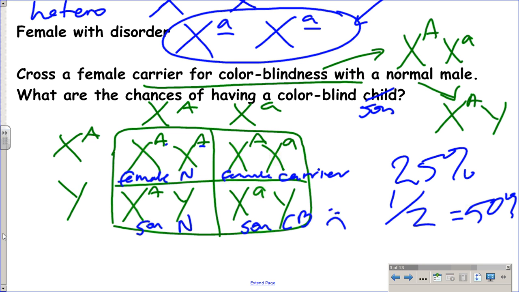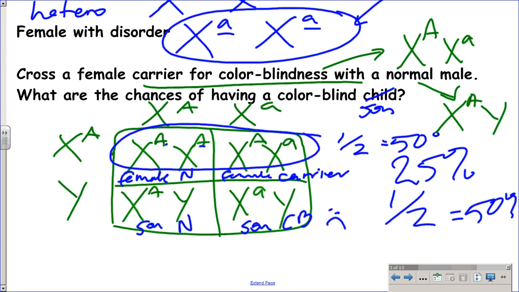What if I said, what percentage of their daughters will have color blindness? 0. What percentage of their daughters will be a carrier? 100. Right, 1 out of the 2 daughters will be carriers, so that's 50%. So with these questions, you have to read them really well to identify what you're looking for. All right, let's do some more.